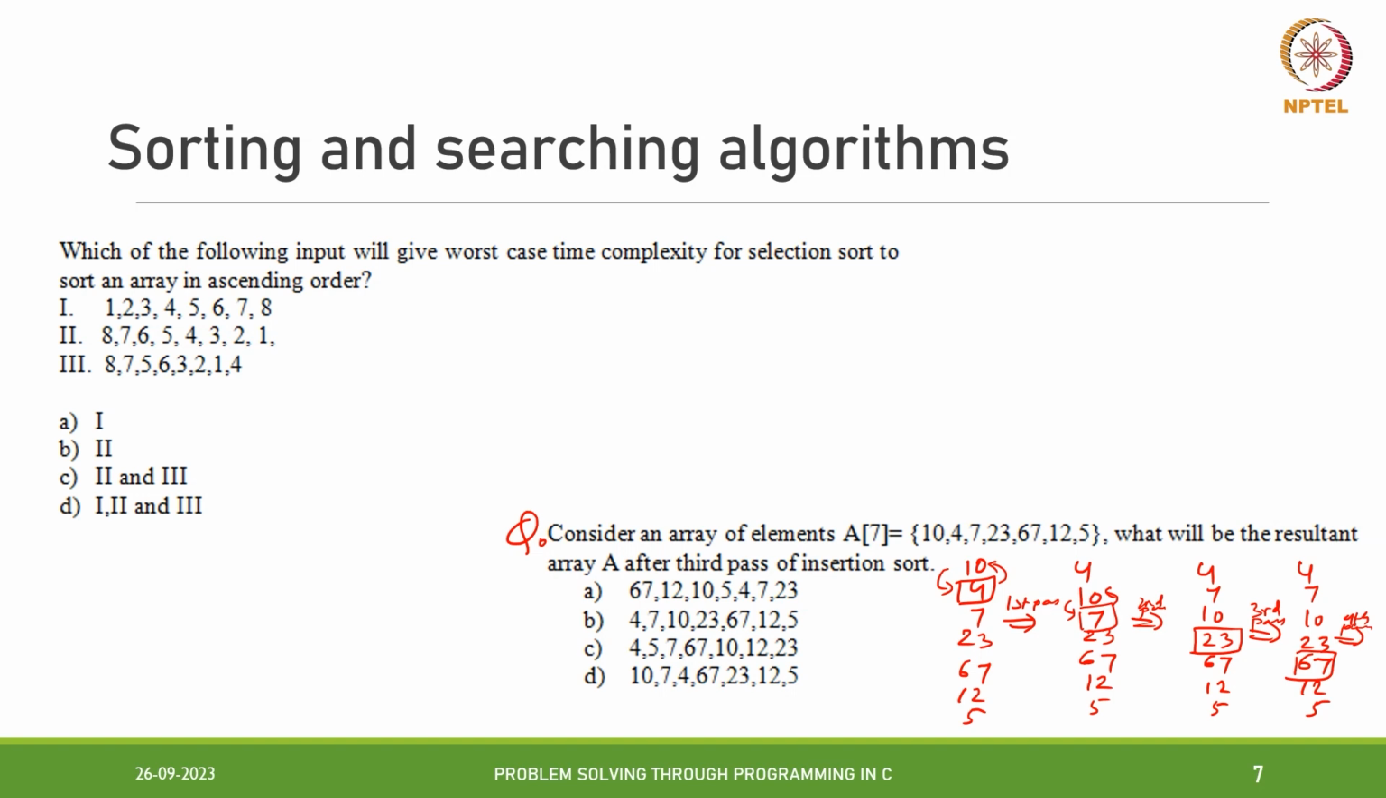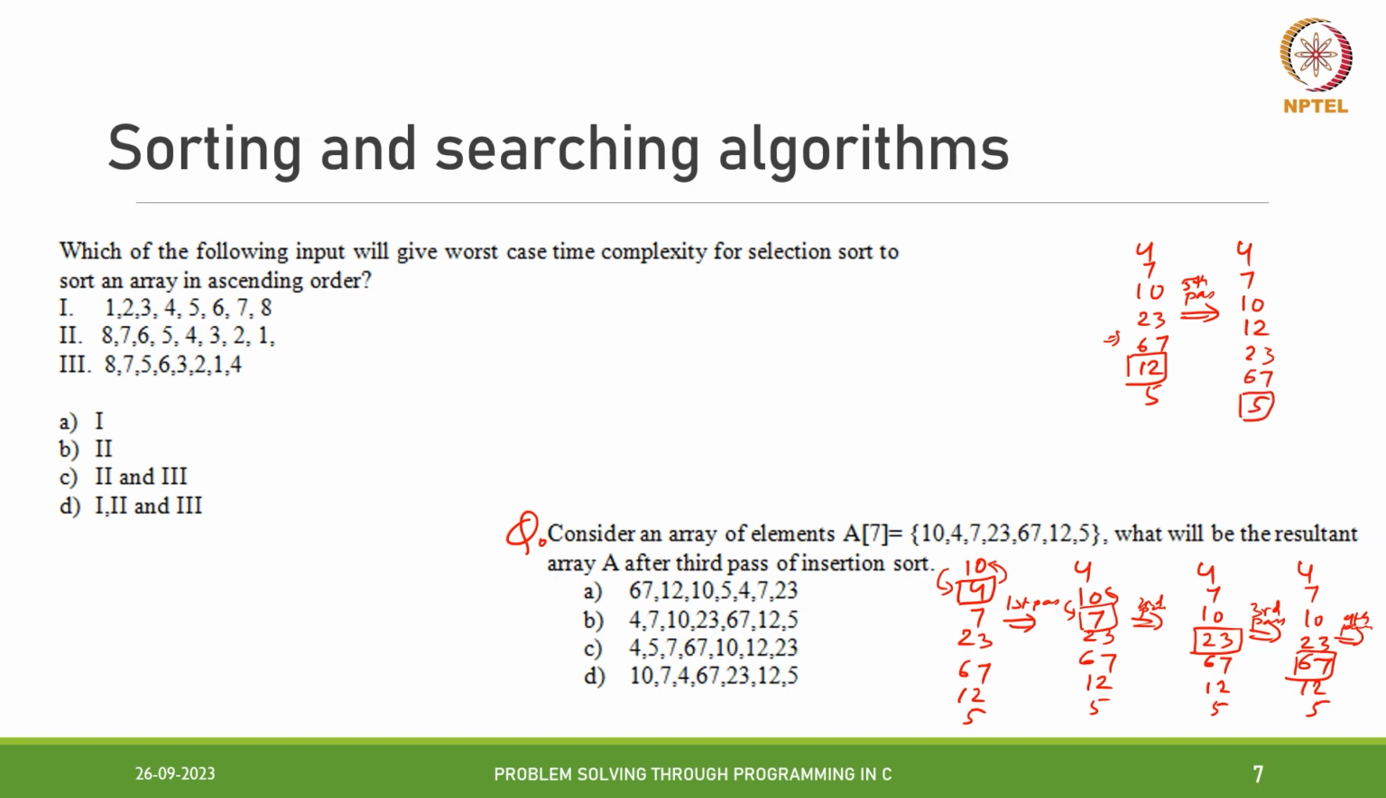So what is the fourth pass? After the fourth pass, it will still be the same: 4, 7, 10, 23, 67, 12, 5. Now 12 will be the key. You check it against 67 and you swap. Check it against 23 and you swap. So this will be the fifth pass. So it will become 4, 7, 10, 12, 23, 67, 5.